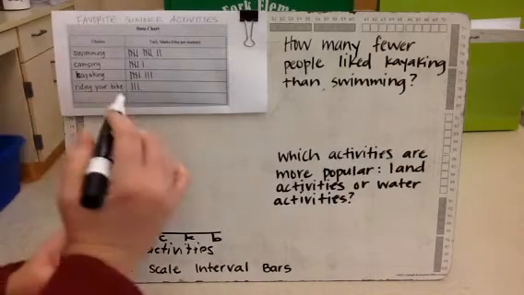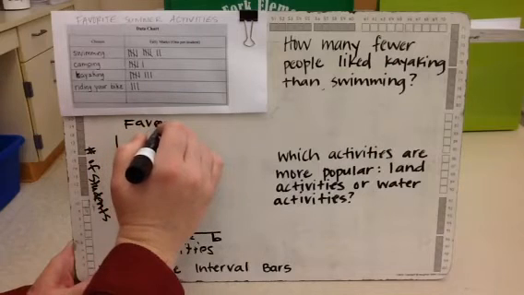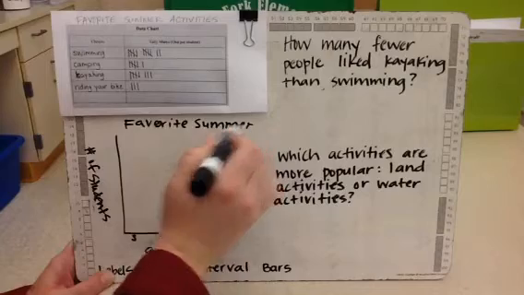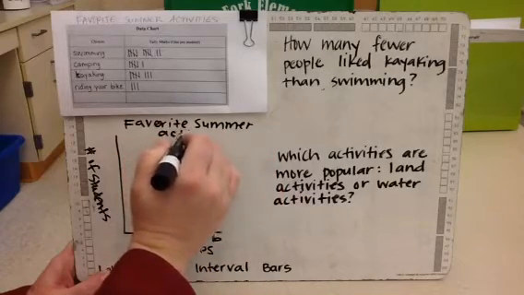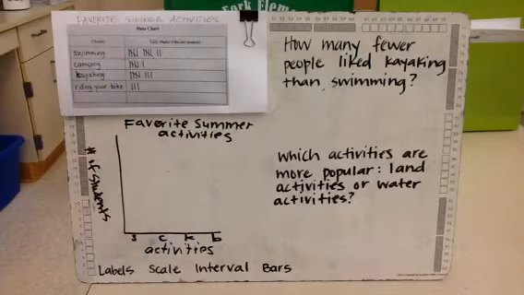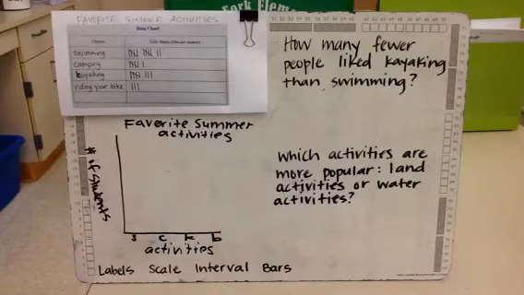That's the title of the graph. So it's going to be favorite summer activities. Okay? If we don't have labels on our graph, people are going to see our data, but they're not going to know what the data is representing. So labels are very important for people who are reading our graph and to make sure that the information we put on is accurate. All right, now that I have my labels, now I need a scale.